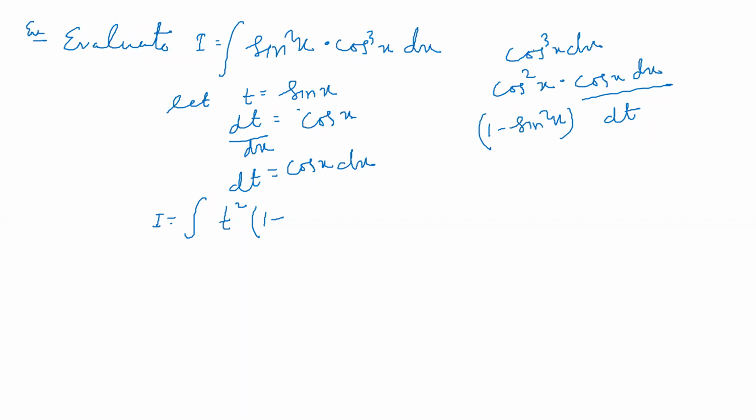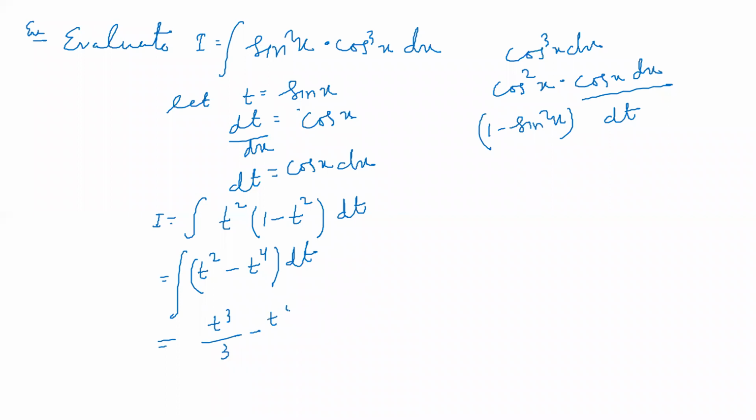So I could write here t square into, in place of cos square x, 1 minus sin square x. That means 1 minus t square we could write now, students, because sin x is equal to t, yes or no? 1 minus t square into dt. Understood or not? Then open the bracket: t square minus t to the power 4, integration dt. That is t square dt, which gives t cube by 3 minus t to the 5 by 5.